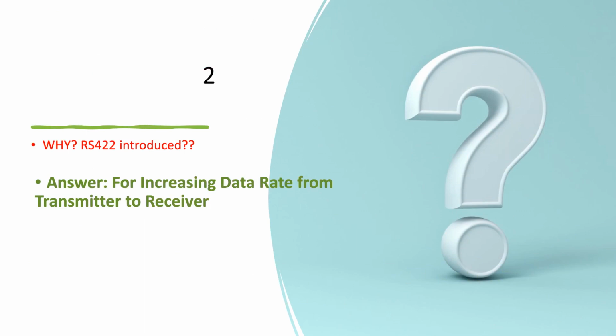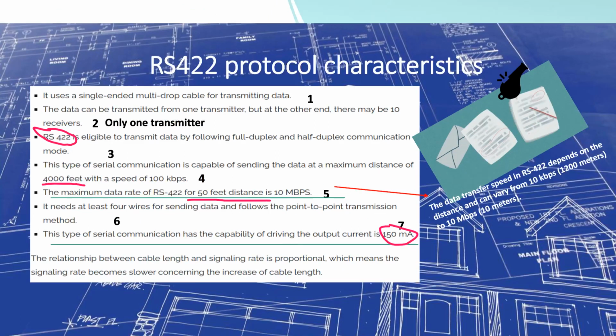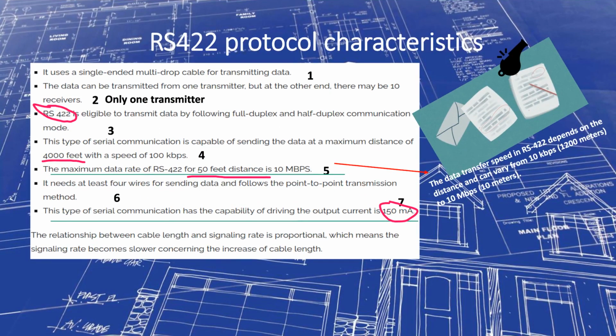RS422 provides a big advantage: it increases the possibilities for transmitting data from transmitter to receiver with a high data rate and over a long distance. Because of the long distance, it's commonly used in our day-to-day technology for complex tasks, and we're going to see how in a bit. Let's move forward. RS422 protocol characteristics are the following.